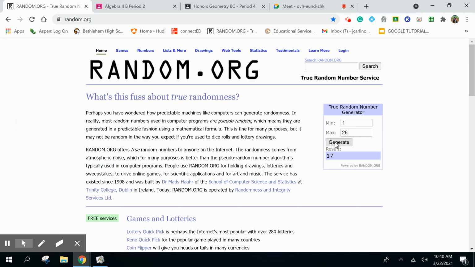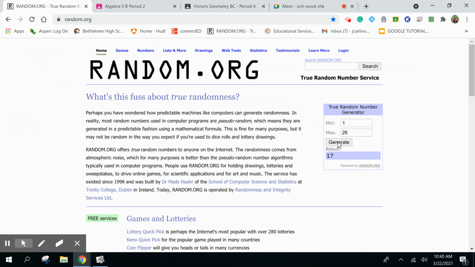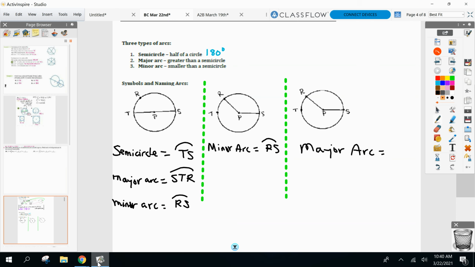Maeve, give me a minor arc there. RS. RS, yep. Something smaller than a semicircle. And in the third diagram, somebody give me a major arc. Caroline, get a major arc there for me? RTS, good.